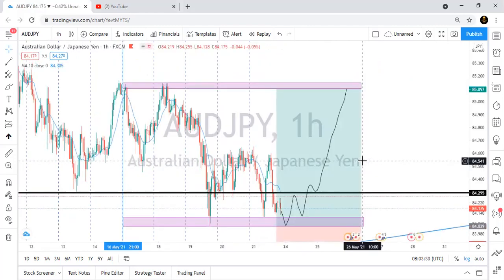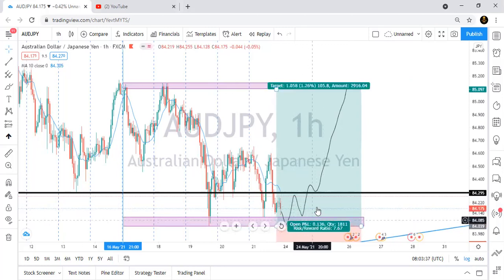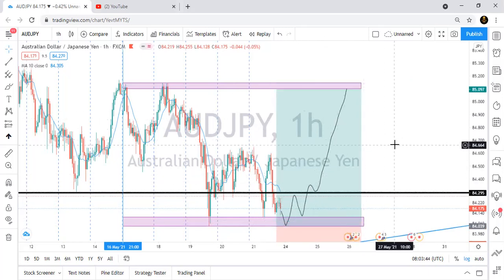Australia JPY. This one's almost the same, they're acting almost the same. I'm waiting this week for it to play around this area and then break this weekly demand zone, retest and go up.